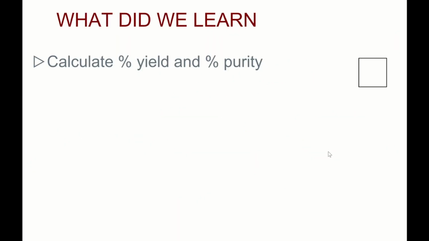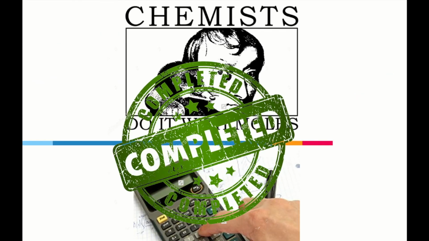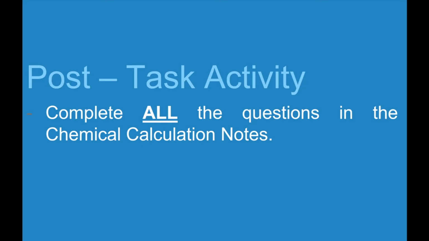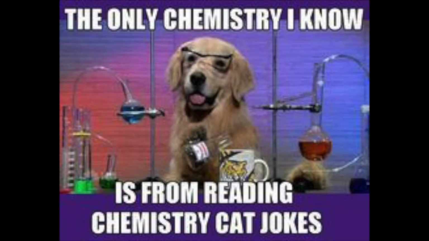So we have done percentage yield and percentage purity, and that marks the end of our chemical calculation. Good job for completing them. It's not easy, it takes a while, so practice makes progression. Complete all questions in the chemical calculation notes and also try out the questions in the worksheet.